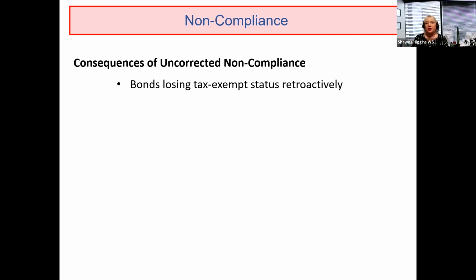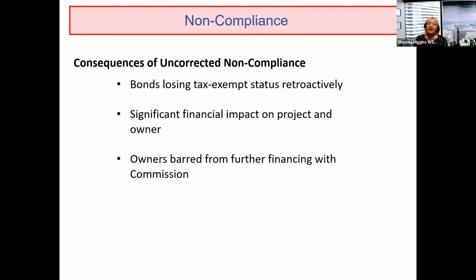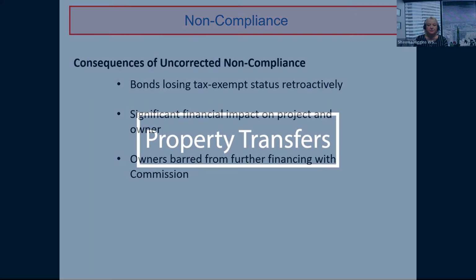So some of the consequences of uncorrected non-compliance is bonds losing the tax exempt status retroactively, meaning that all of a sudden they become taxable, and I'm sure that the owner's not going to be so happy with that. Significant financial impact on the project and the owner. And owners being barred from further financing with the commission, especially if we see it over and over again.